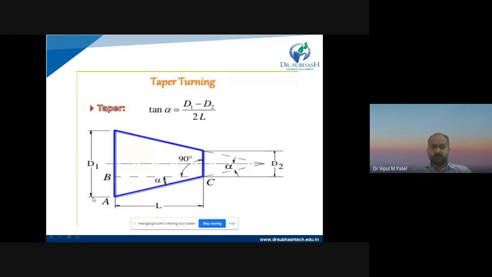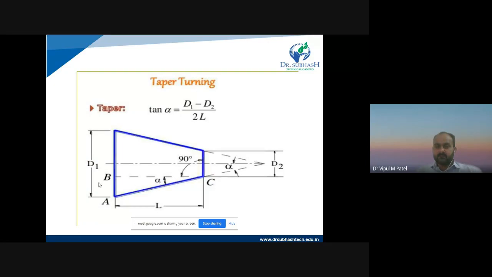The actual diameter is called D1. After gradual reduction, the operated diameter of the workpiece is called D2. And this one is the length of the workpiece over which we require the gradual reduction, the taper. For that, we have to perform the taper turning operation. This angle is 90 degrees. If suppose it is called A, it is called B, then the included angle is called alpha.